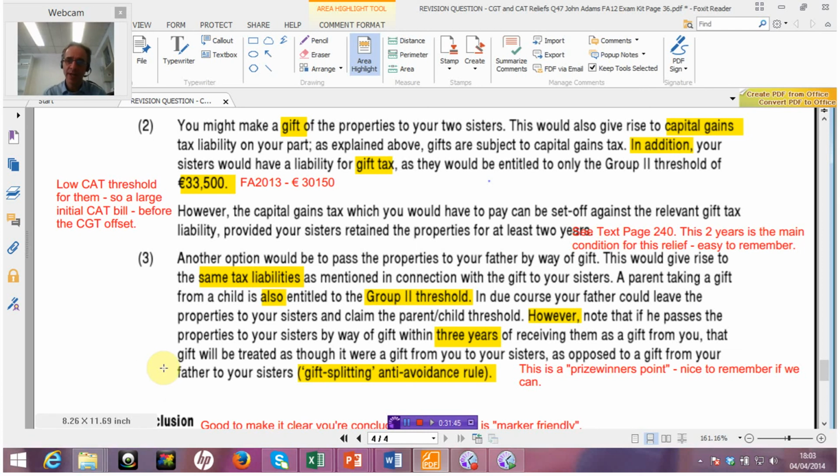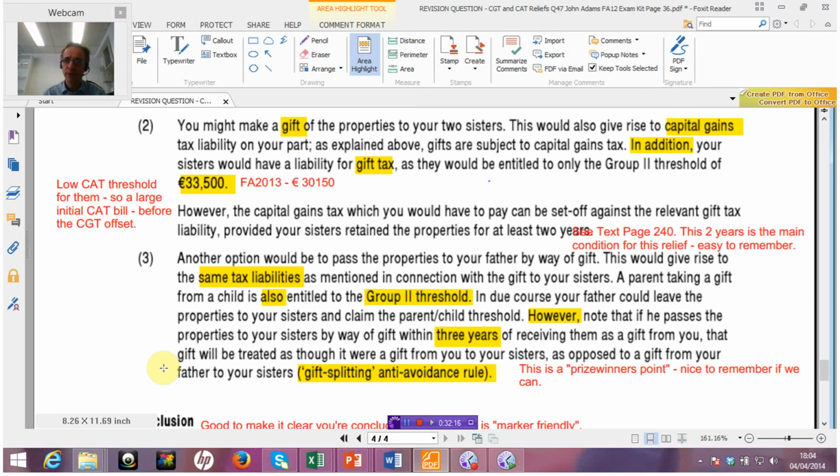In other words, in effect, what they're saying is that if the properties were transferred to the father and then within 3 years he transferred them on to the sisters, what the revenue would say is that contravenes our anti-avoidance provision in relation to gift splitting, and in effect they would end up as being a transfer from John to his sisters, okay, which potentially gives him a problem, gives him a CGT problem, no less.